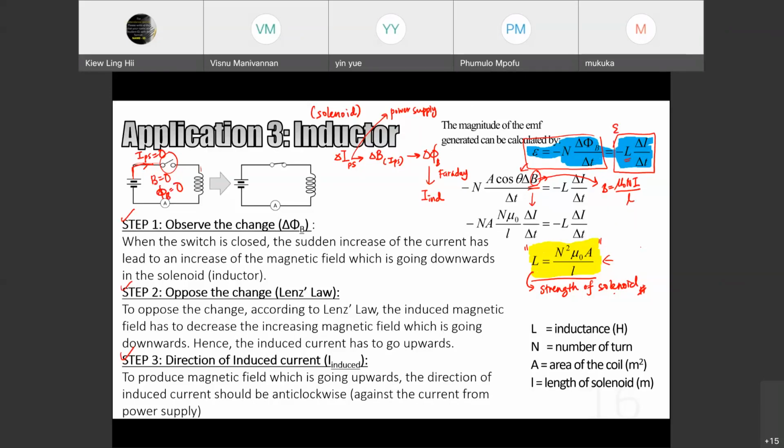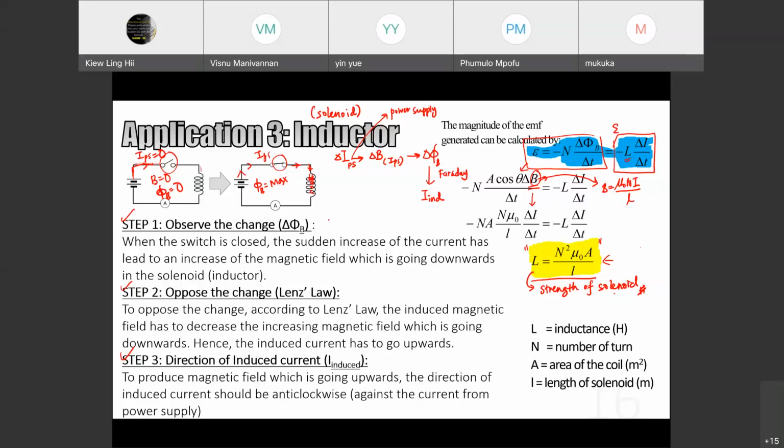The next moment, when the switch is just closed, immediately there will be current flowing through your solenoid. So what happened is, from no magnetic flux, there is a maximum magnetic flux flowing through your solenoid. Isn't it there is a change in the magnetic flux? Yes. So what is the direction of the change in the magnetic flux, using your right-hand grip rule?